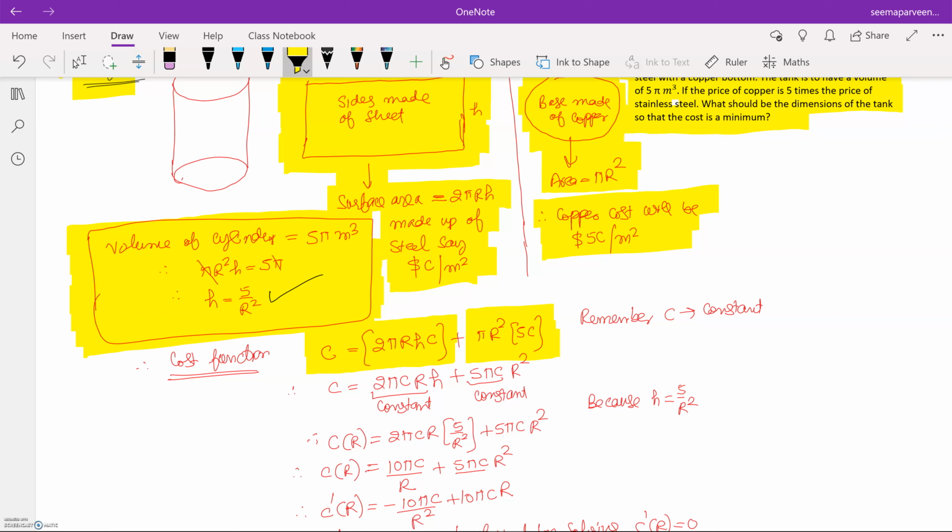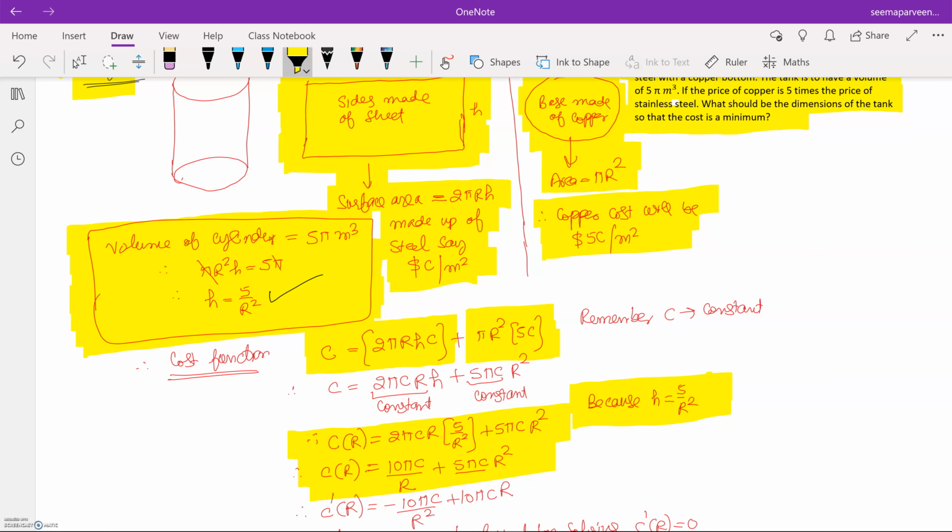In future, you will learn how to find the derivative of multivariables too. So we have to eliminate one of the variables. I can eliminate height, or I can eliminate radius. I have already written h in terms of radius, so I can use this to eliminate height. So I use this one, and then I got this equation, the cost in terms of radius only. And then we have to find the derivative of this.